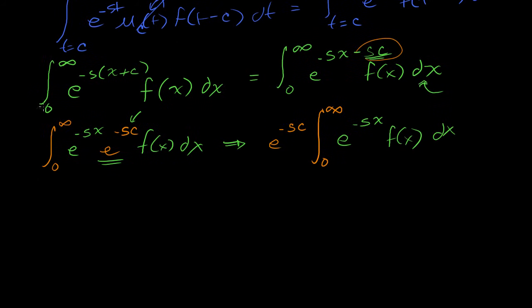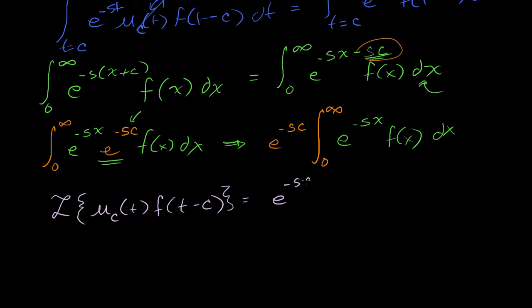We were taking the Laplace transform of the unit step function that goes up to c, and then it's 0 up to c, then it's 1 after that, of t times some shifted function, f of t minus c. And now we got that as being equal to this thing. And we made a substitution. We simplified it a little bit. e to the minus sc times the integral from 0 to infinity of e to the minus sx f of x dx.